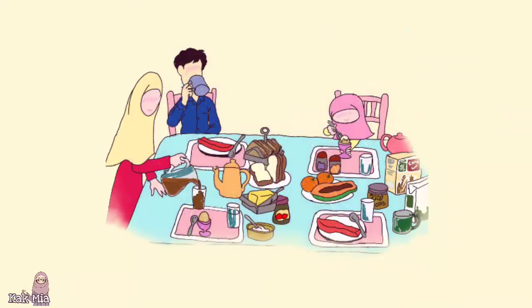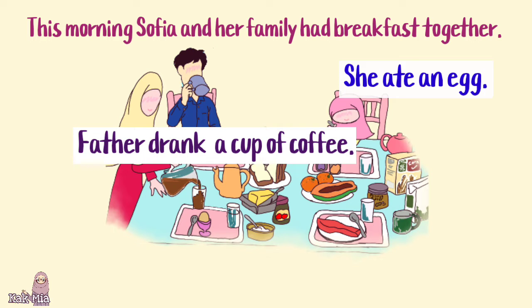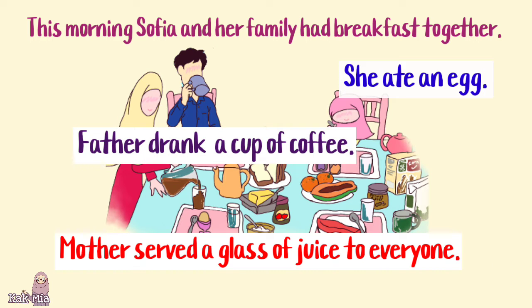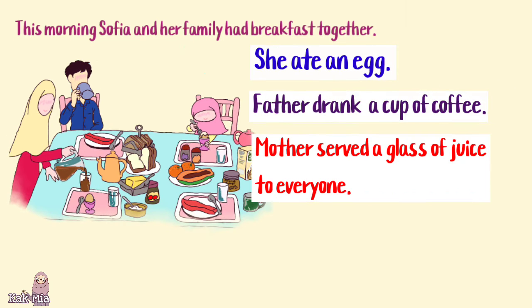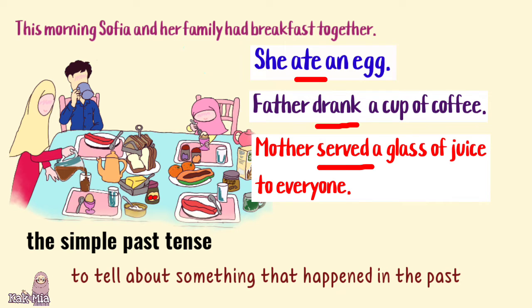Look at the picture. This morning, Sophia and her family had breakfast together. She ate an egg. Father drank a cup of coffee. Mother served a glass of juice to everyone. Now, pay attention to the sentences here. They are all in the simple past tense. We use the simple past tense to tell about something that happened in the past.